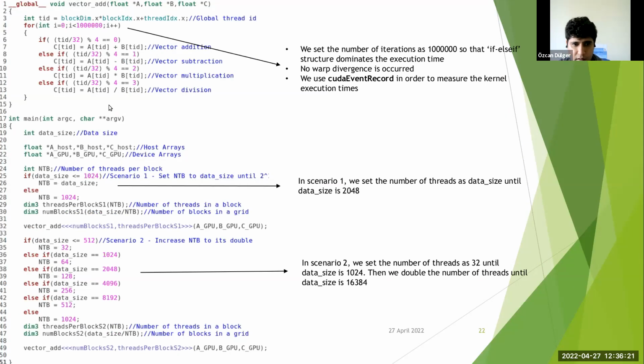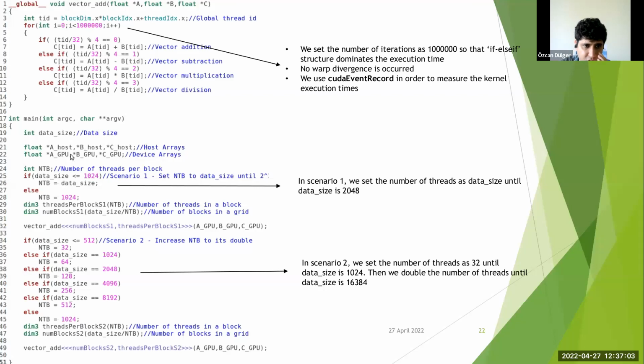Let's examine our implementation again. We use the same kernel as the previous example, vector add. No divergence occurs here and no uncoalesced memory access occurs here, so they do not dominate the execution time. We increase the number of iterations of the for loop so that these operations dominate the execution time.